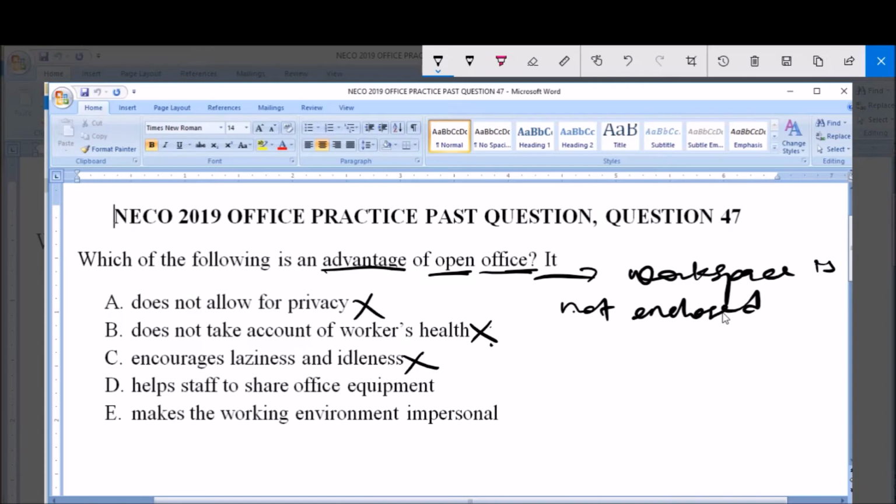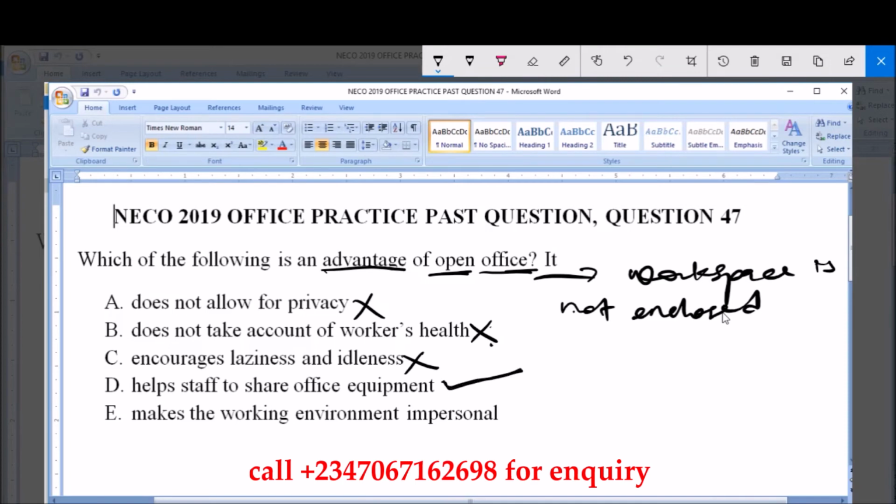And D says helps staff to share office equipment. Yes, this is an advantage of Open Office. It helps staff to share equipment. Let's take for instance, maybe there's a limited number of this office equipment. Now because of the Open Office layout, it is possible for the staffs to share this office equipment. So therefore this is an advantage of Open Office.